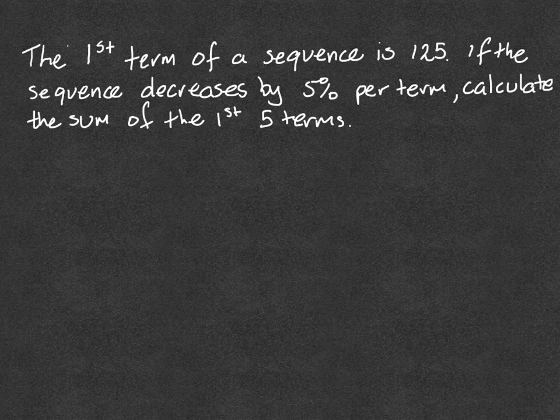Remembering that for a geometric sequence, when you see a sequence or a question where it says something increases or decreases by a percentage rather than an actual amount, then it's always a geometric term. Right, so in this particular question here, we're told that the first term of a sequence is 125. So that tells us that A is equal to 125.